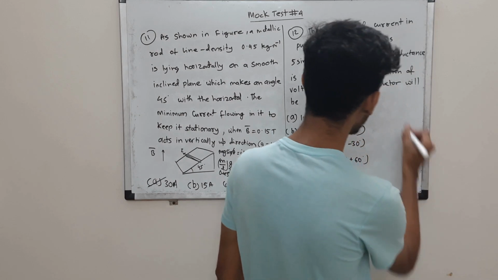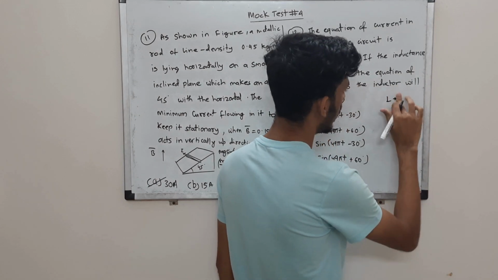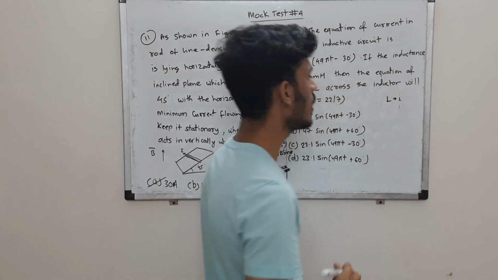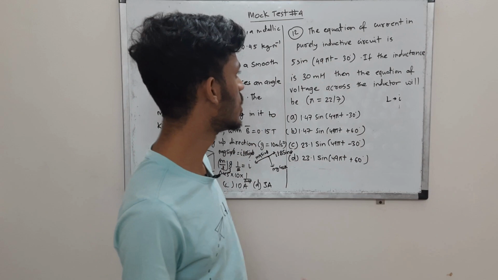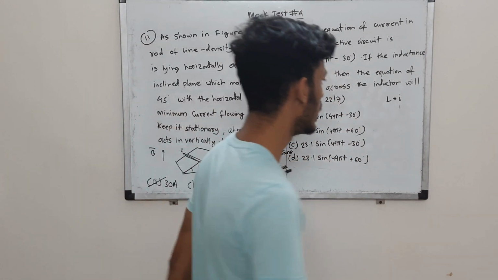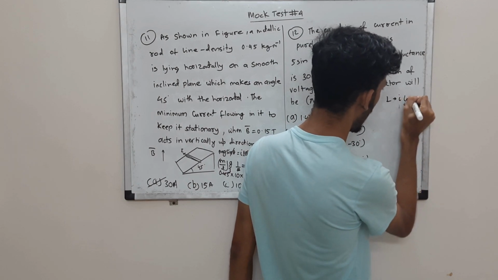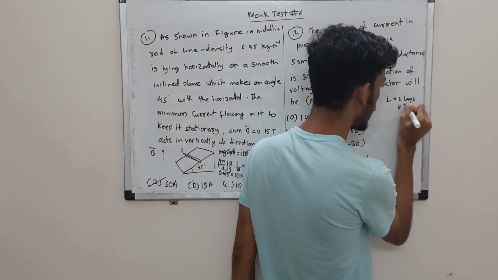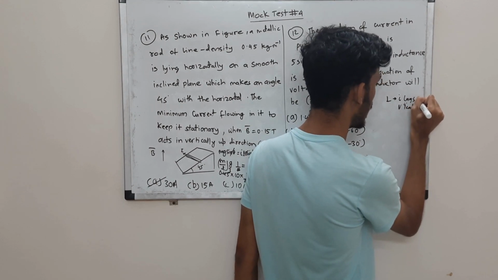Very simple, because in an inductor, we know that in inductor the current lags. So here we have our voltage, right? So here we have our current, right? So here in inductor current lags and voltage leads. The voltage leads by 90 degrees and the current lags by 90 degrees.